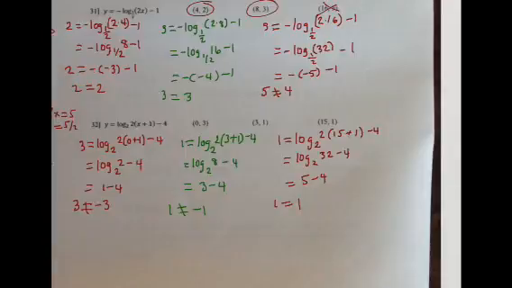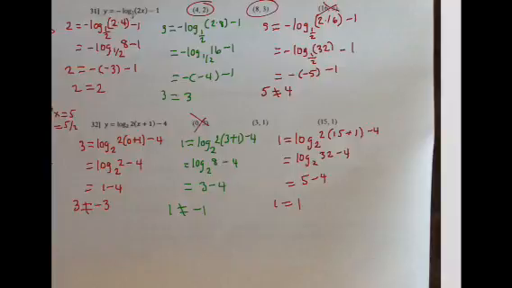Alright, so for 32, it's the same thing. Replace the x with a 0 for the first one and the y with a 3. Work it out. So this is 1 times 2 is 2. Log base 2 of 2 is 1. 1 minus 4 is negative 3. So negative 3 does not equal 3. So this one's no good.